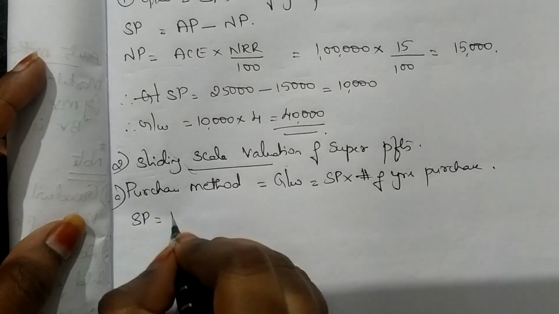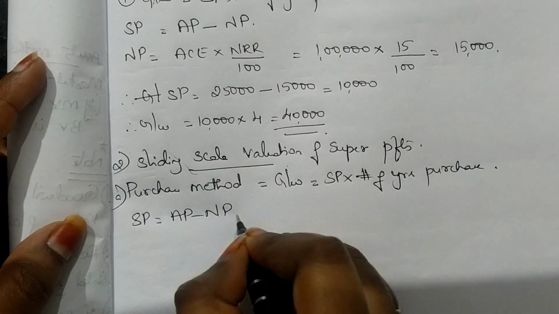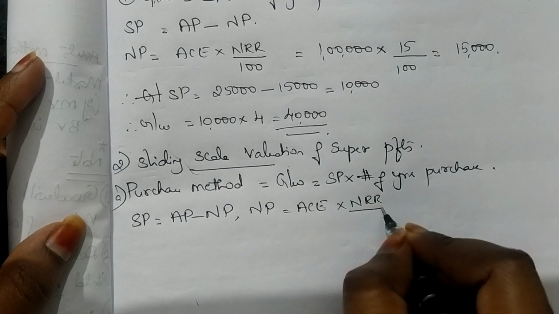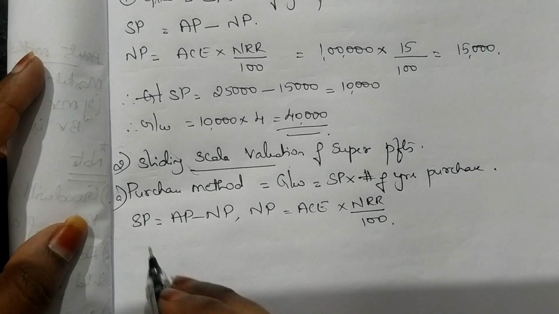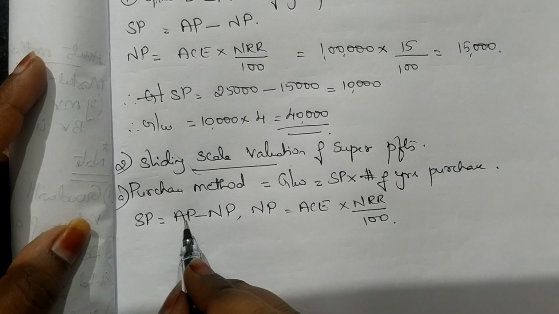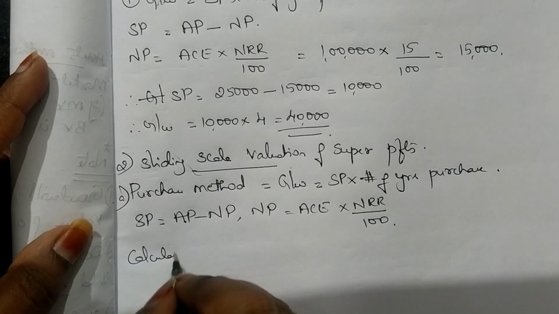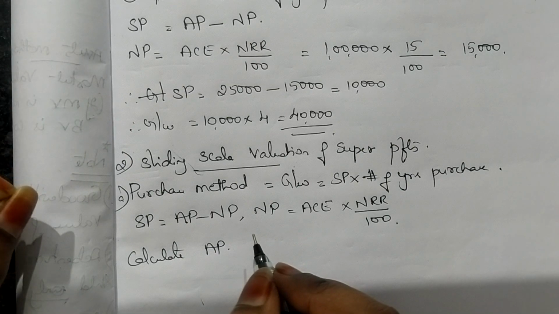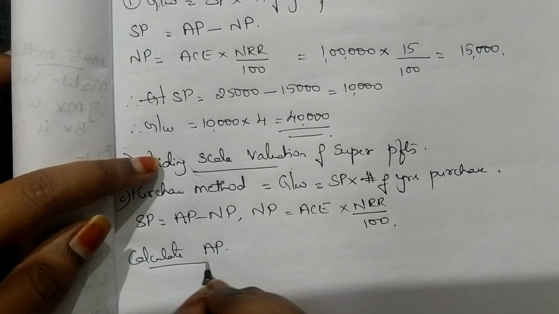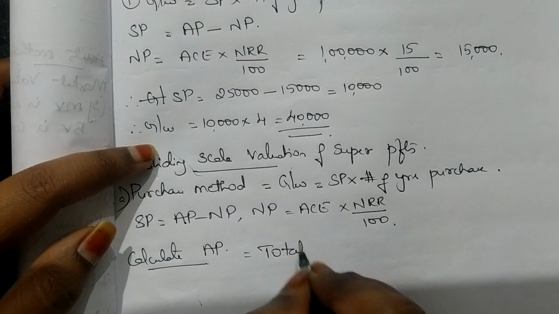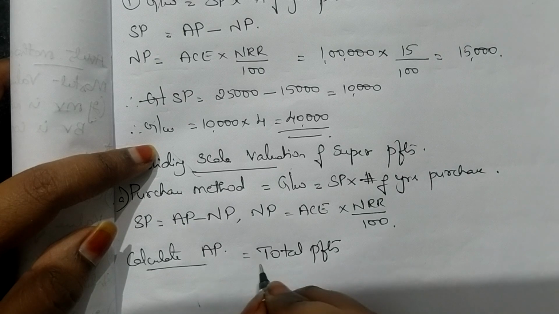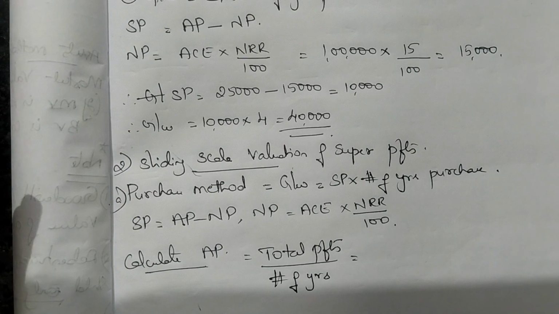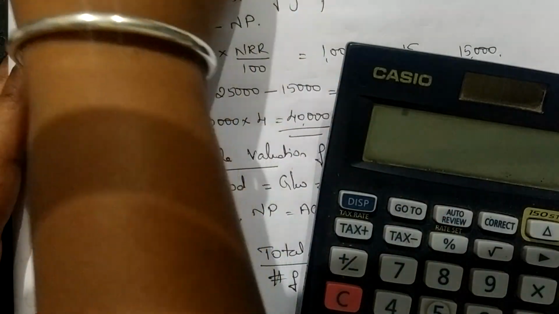So how you calculate your super profit? Average profit minus normal profit, where your normal profit is average capital employed into NRR divided by 100. Now the question is, average profit is not directly given. We should first calculate average profit. Average profit is not directly given for you in the question. We need to calculate the average profit. How do you calculate your average profit? Average profit is nothing but the total profit of all the years divided by number of years. That gives you the average profit. So check average profit for all the years.